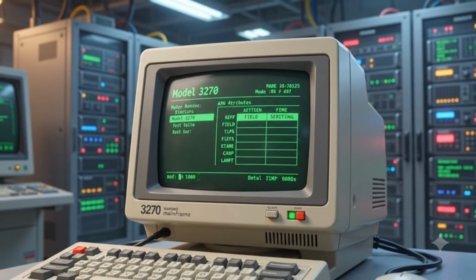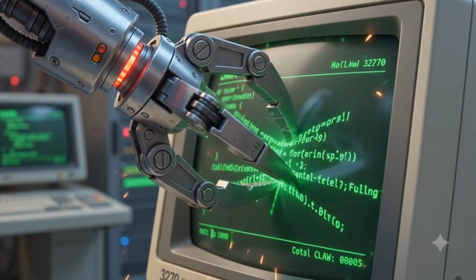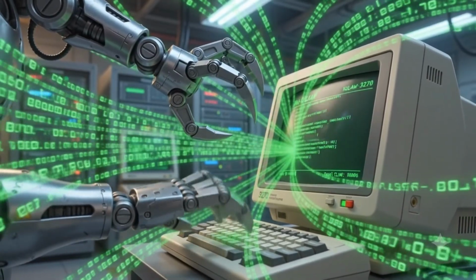SNA CLAW 3270. Mainframe task automation.